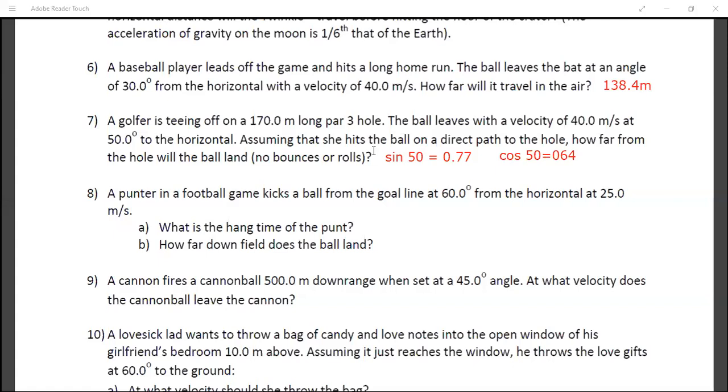Again, the horizontal range is comparatively very high as compared to the height at which it is hit. Suppose it had been specified that the player hits the ball at a height of 10 meter or 6 meter from the ground, then you would have to consider that third type of motion. Okay, so till question 7 it's clear, everyone.